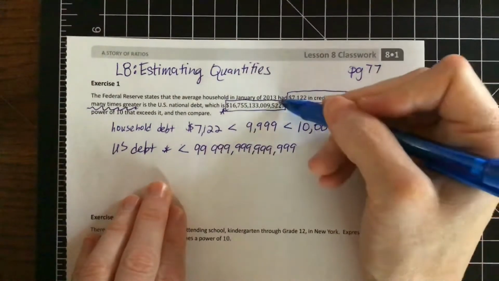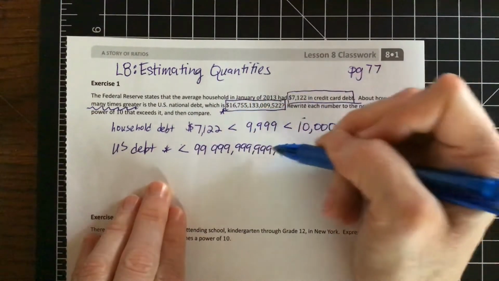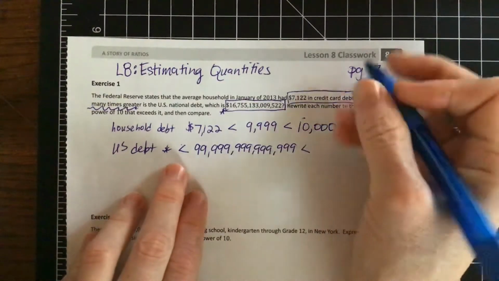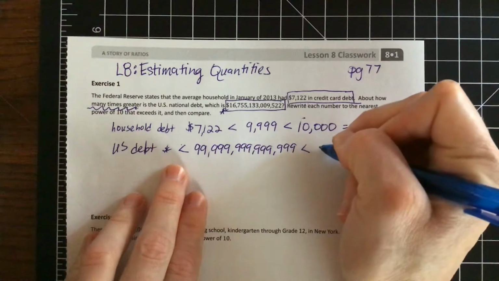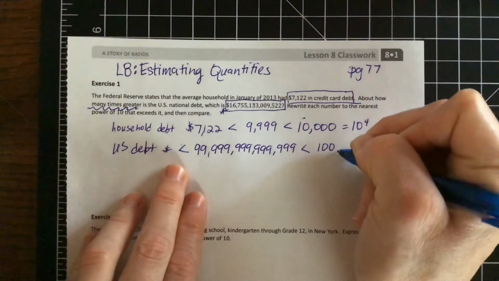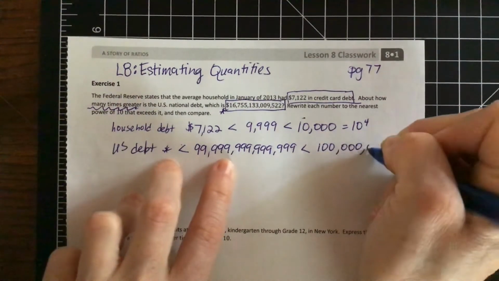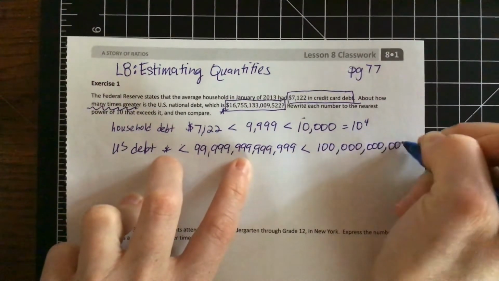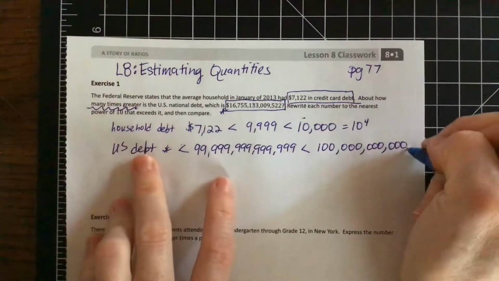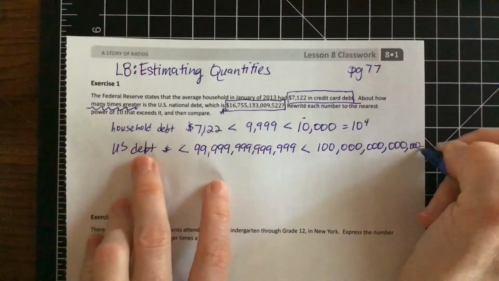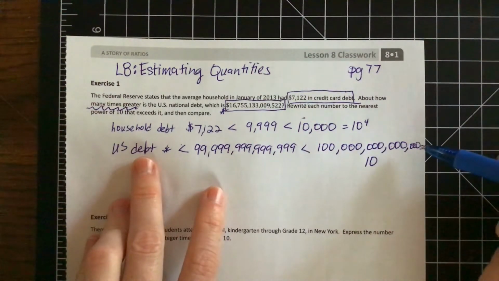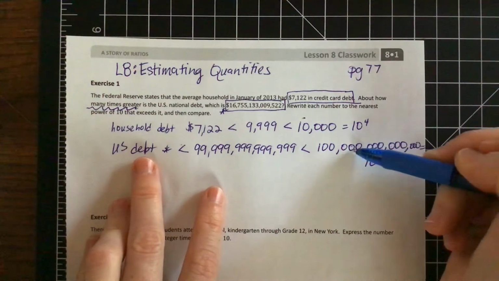99,999,999,999,999, right? 1, 2, 3, 4, 5. Okay, which is less than 100 trillion. I think I'm missing one, right? 1, 2, 3, and one more. Okay, which is equal to 10 to the, should be 14th, right? 3, 6, 9, 12, 14th.